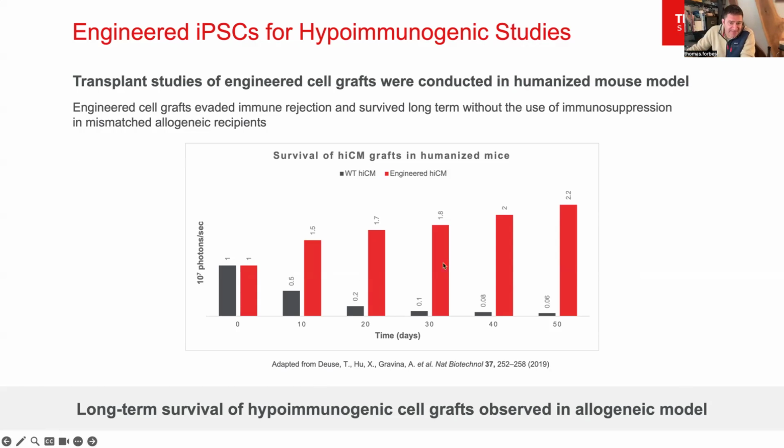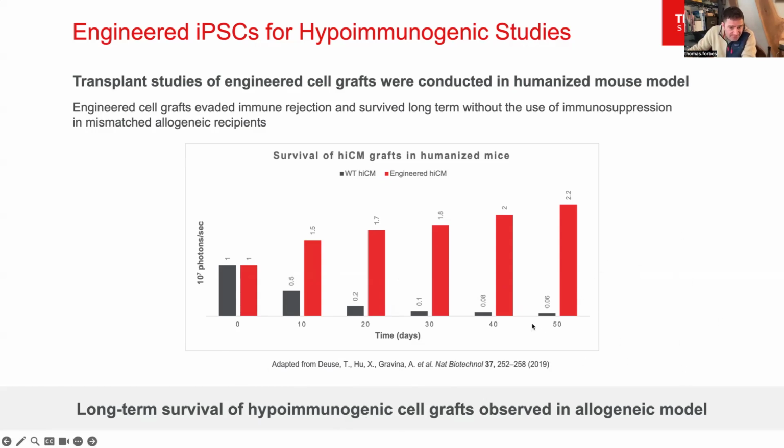So what we're seeing in this graph is a nice example of cardiomyocytes, right, where they differentiated both the wild type and the hypoimmunogenic iPSCs. You can see that based again off of that luciferase signal that they introduced into cells. Early on here, both the engineered iPSCs and the iPSC-derived cardiomyocytes quite nicely initially evaded immune rejection when they were grafted into that humanized mouse model. But if you look over here on the right of this graph, only the engineered cells survive long-term without the use of immunosuppression.